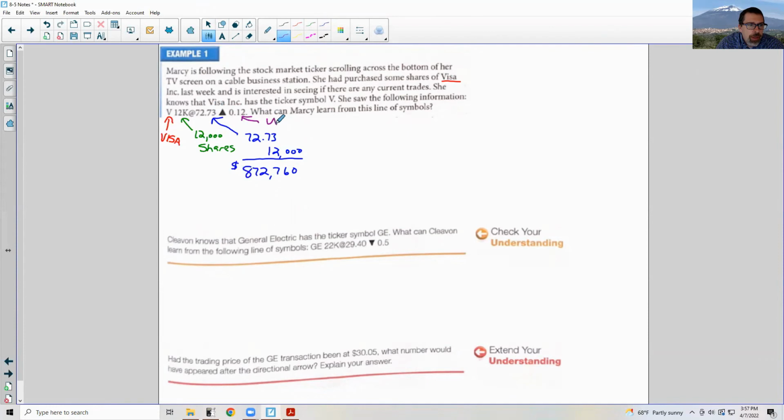I'll write that. Up 12 cents from previous close. Okay, so now we know what the previous day's close is. If they traded at 72.73 and the previous day's close was 12 cents less than that, yesterday's close was $72.61. Okay, so there's example one.